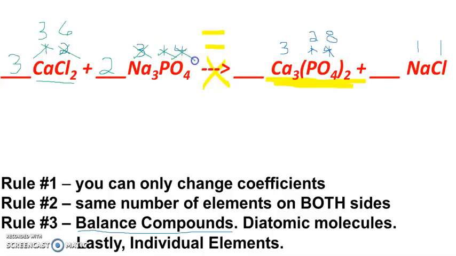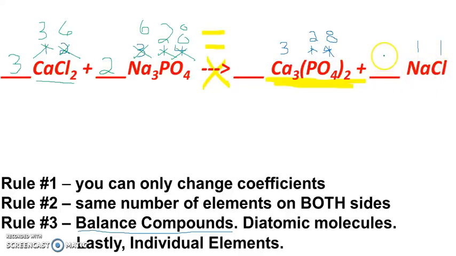So instead of 3 Na's, you now have 6. Instead of 1 phosphorus, you've got 2. And instead of 4 oxygens, you now have 8. Okay? So what you did now is that you balanced the calciums on both sides, you balanced the phosphorus on both sides, you balanced the oxygens on both sides. Last but not least, you need to balance out the sodiums and the chlorines. So over here, you've got 6 chlorines. Over here, you've got 6 Na's. So you need to have 6 on this side as well.